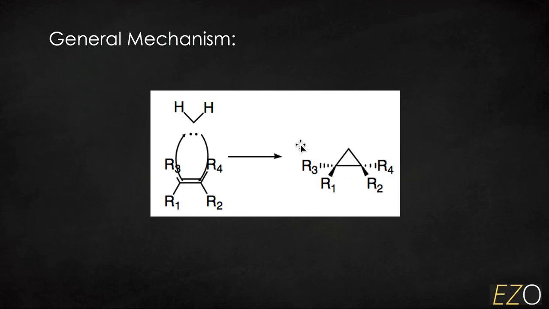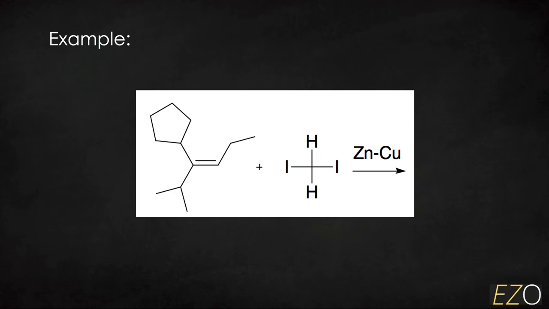All of the directions of these bonds will be constant throughout. So here's an example of a Simmons Smith reagent and a reaction. Here we have this alkene, and we use the Simmons Smith reaction in order to get a product from it.